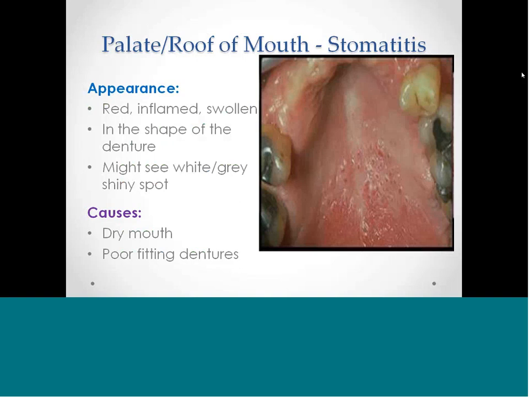In image 1, we see mild stomatitis. It can be identified visually. As from the previous presentation, pink is normal.